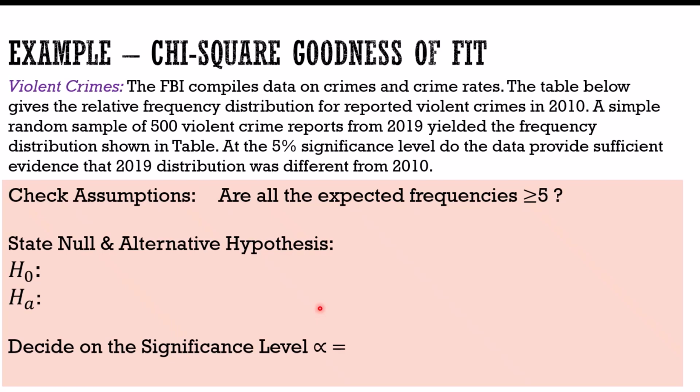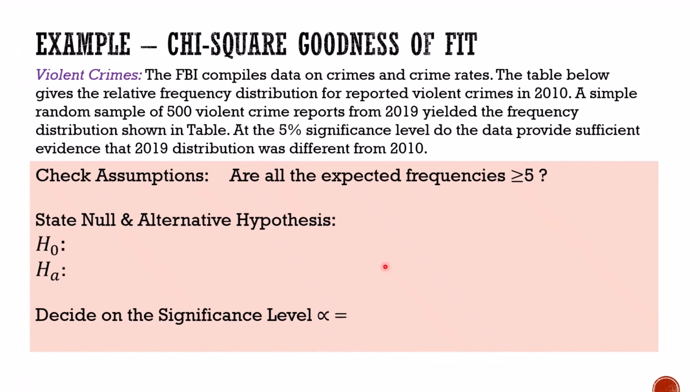We'll start by checking the assumptions. The first assumption over here is, are all the expected frequencies greater or equal to 5? So we are looking for the expected frequency values, which we calculated using that N times P formula. I'm going to bring up that table, that list, and check whether there are any expected frequencies less than 5.